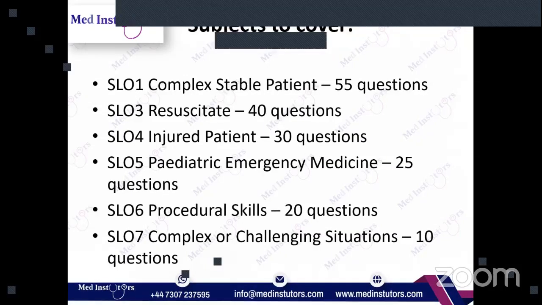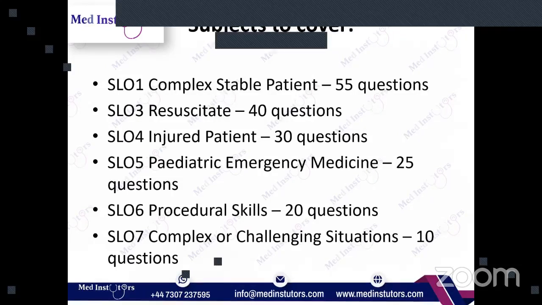This is the complex stable patient group. These 55 questions will include questions from cardiology, urology, respiratory, dermatology, peds, gynae, and ops. So each and every system of the body, you will get questions in this SLO. These cover the major portion, and you'll have to focus more on these topics in the intermediate exam.